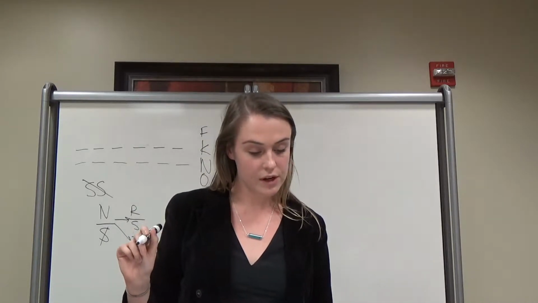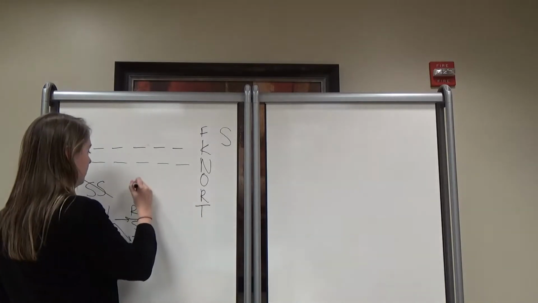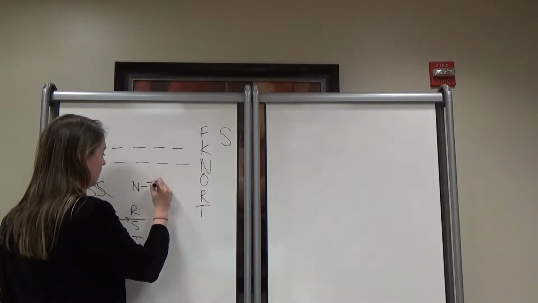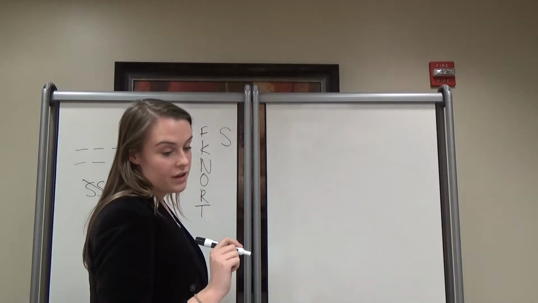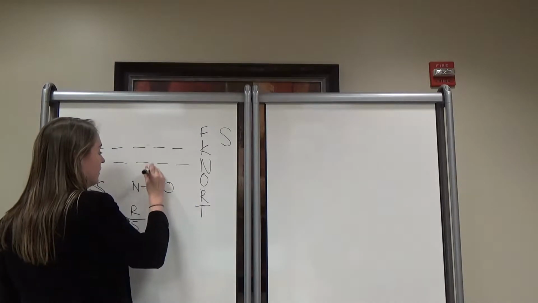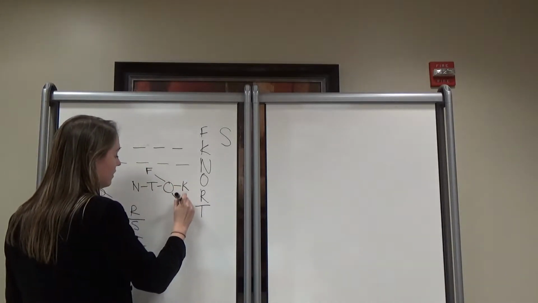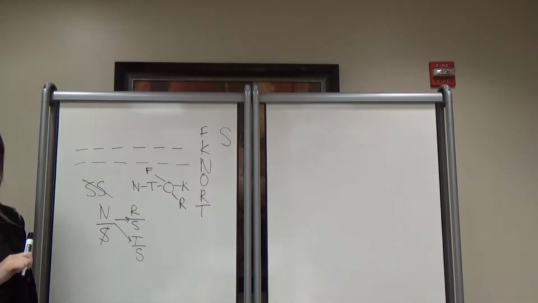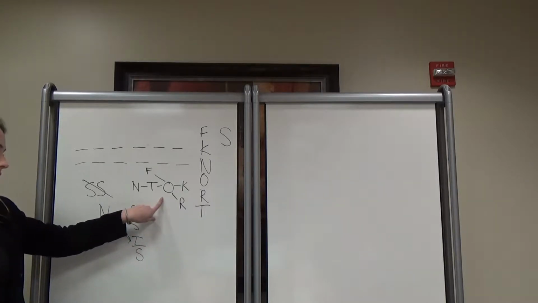N is discussed earlier than T, T is earlier than O. And then we have F is earlier than O, and O is earlier than K and R. So F is before O, and then O is before K and R. Does that all make sense? So can anyone tell me what this would then tell us about O?